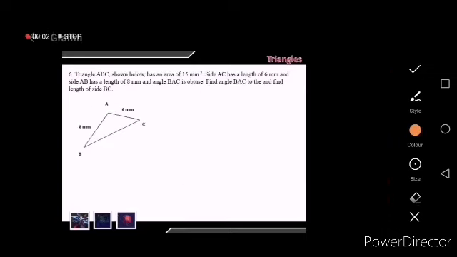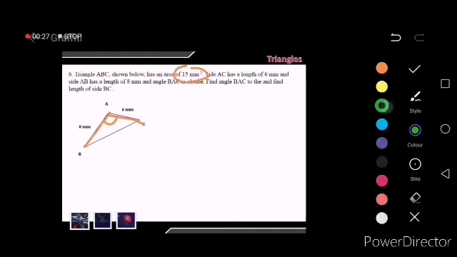In number 6, we need to find angle BAC, which is this angle, and side BC, which is this length. Now, how can we solve for them? Simple lang, tingnan nyo kung ano yung mga given. Ang given ay area which is 15 mm squared at saka yung dalawang side niya. Kung ang nawawala ay included angle, anong formula ng triangle ang pwedeng gamitin? Yes, we can use the formula 1/2 AB sine theta.